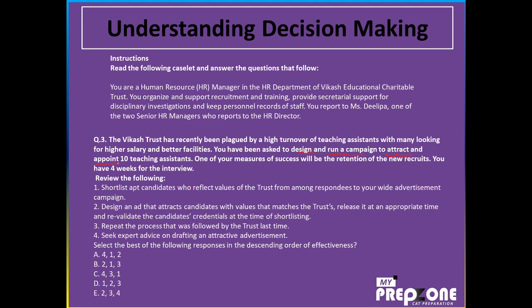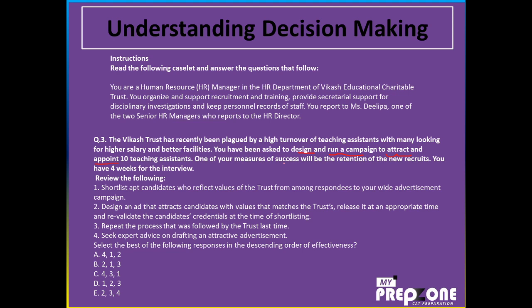Which means there will be some sort of campaign. It could be an ad, it could be anything, I'm just making it up, that you will have to do, that will be attracting them, and then you will have to appoint them as well. So the further job will also be with you.